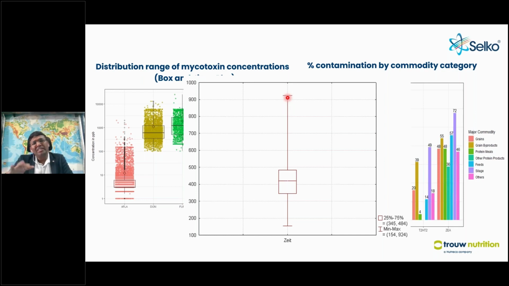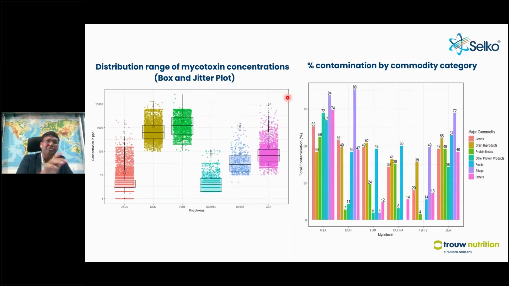And it doesn't clearly indicate the outliers. When it comes to the box and jitter plot, as you can see on the left side here, you see the density of the data. Let us focus on aflatoxin in this case. This is the box here, and usually the median will be inside this, as we explained. But you see the average in the diamond shape.